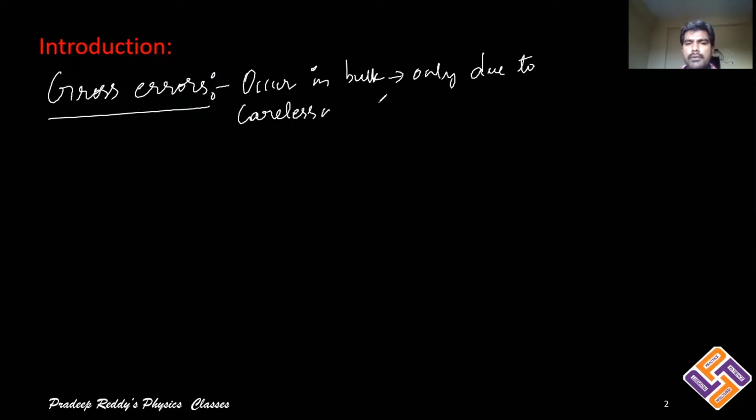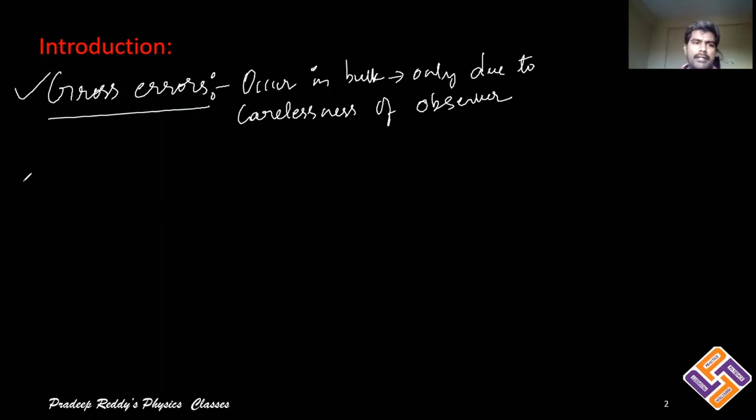Gross errors always occur in bulk. These are only due to carelessness of the observer. These are only due to carelessness of the observer. Such errors are called gross errors.